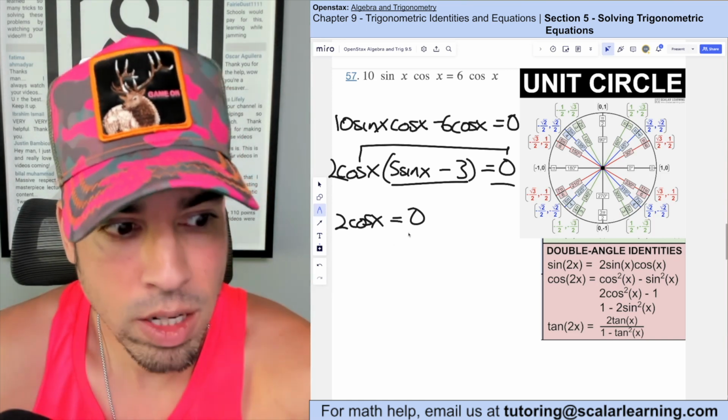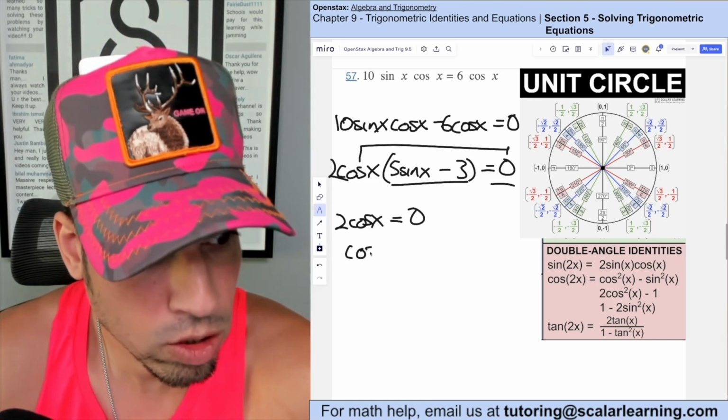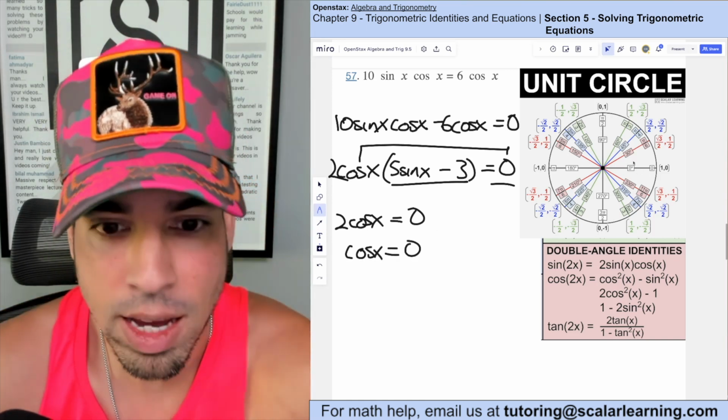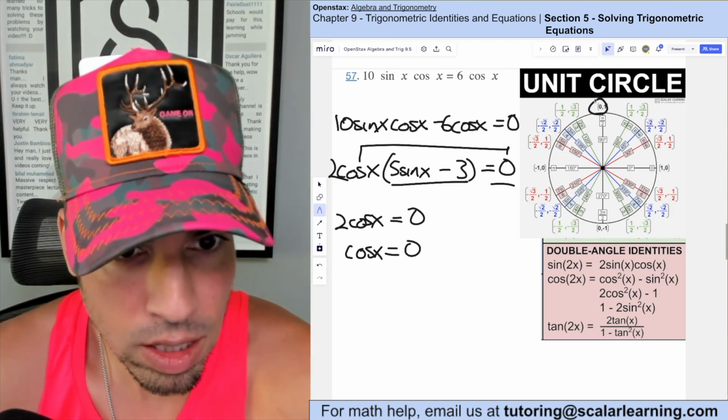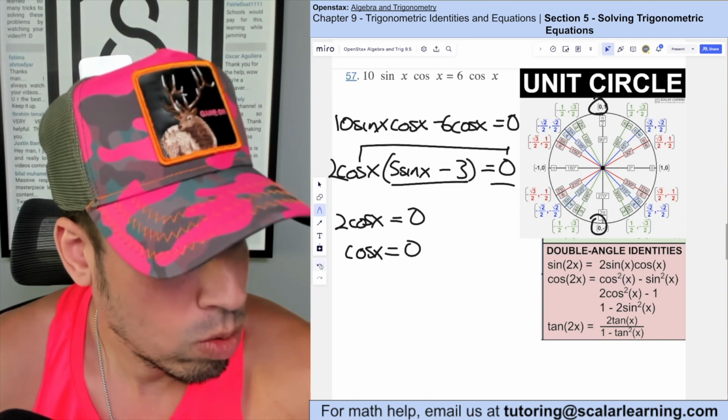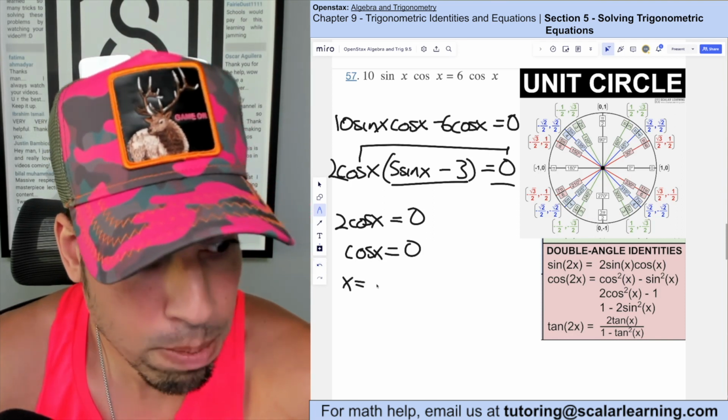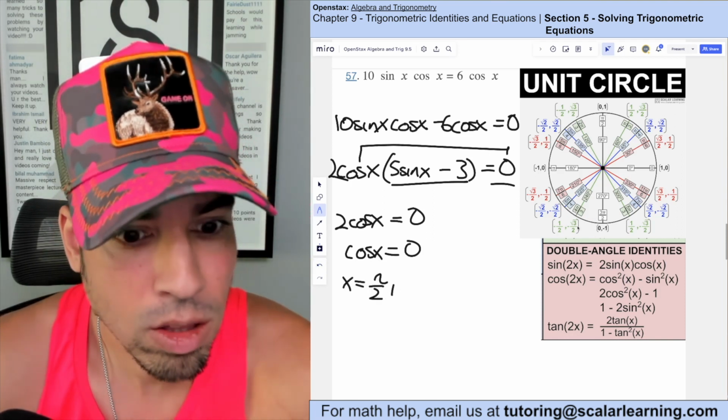So for 2 cosine x equaling 0, divide by 2, when does cosine of x equal 0? AKA, when is the x value going to be 0? I see it here and here. So those 2 solutions for x are pi halves and 3 pi halves.